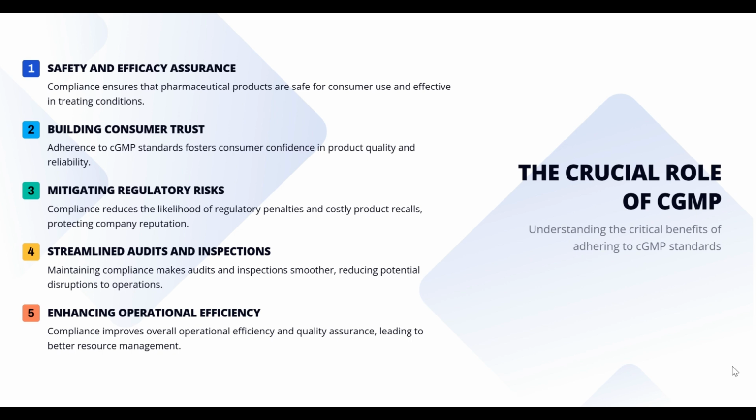And also mitigating regulatory risk. That means it helps reduce costly product recalls as well as regulatory penalties, and it brings up the company reputation. Streamlined audits and inspections: cGMP also helps make audits and inspections smoother, reducing any potential disruptions in operations. After that, enhancing operational efficiency. It helps overall operational efficiency and quality assurance, leading to better resource management.